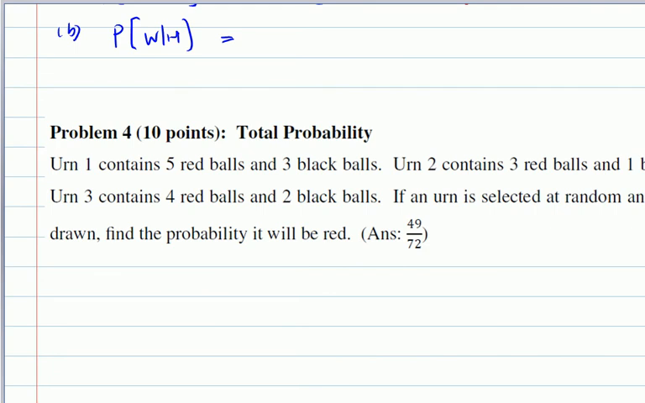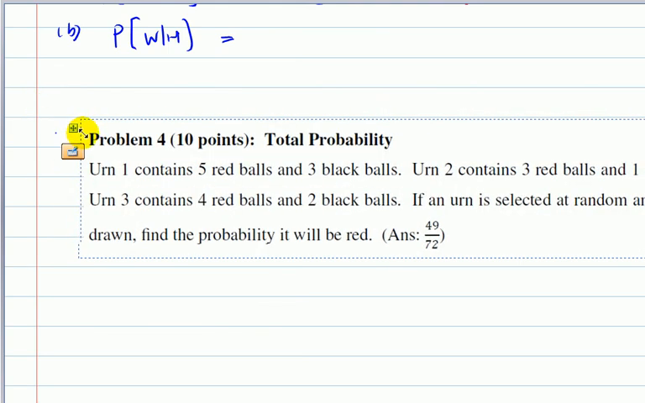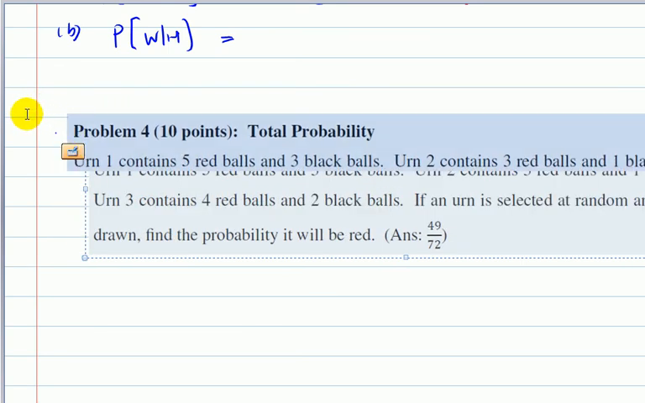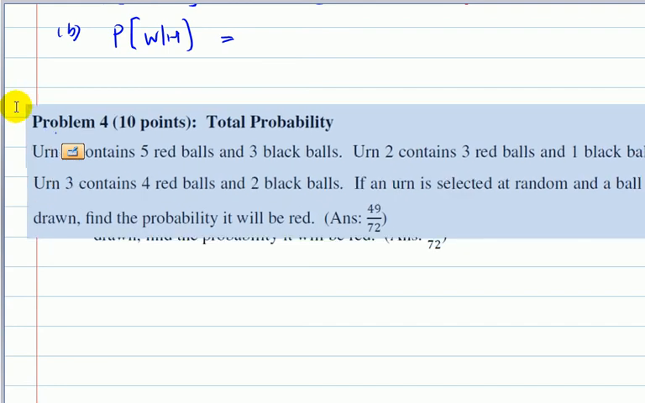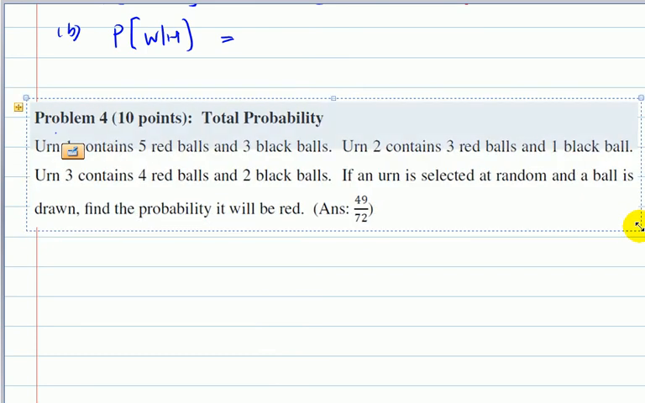The number 4 question is a total probability question. Many times this total probability is a foundation for what we call the Bayes formula, the Bayes theory. We find many times it's probably easier to use a tree type of illustration for this kind of question. So let's see, how do I draw this tree?